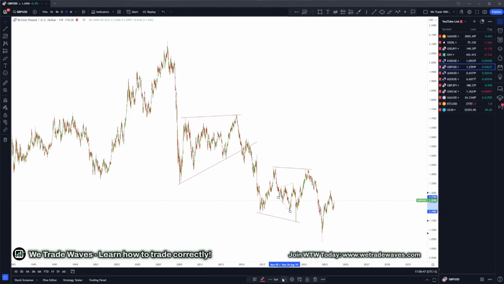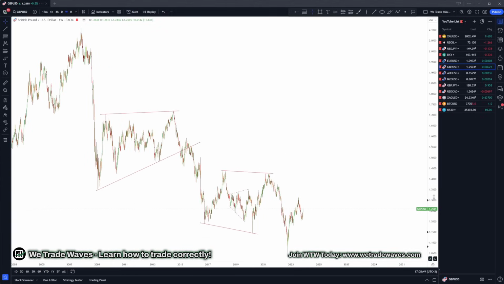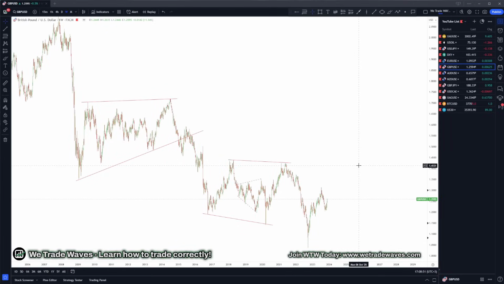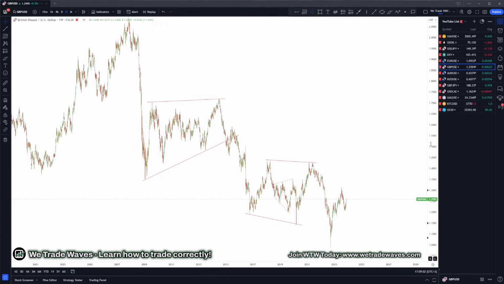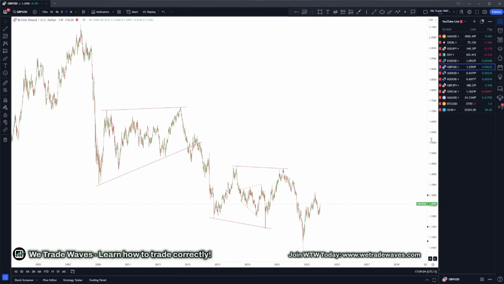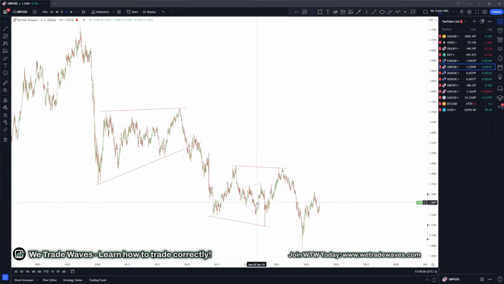And how do we label expanding triangles? We always label them as A, B, C, D, E. Okay, we have expanding flat and we have expanding triangle. What's the difference? Expanding flat is a 3-wave corrective structure. Expanding triangle is a 5-wave corrective structure. So this, guys, is how you need to memorize the patterns, how you need to memorize the charts. Even inside this one, I'll be able to show you another.